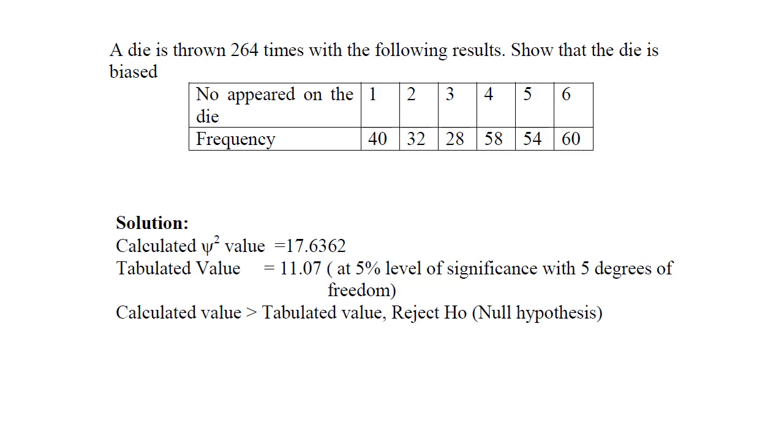Now let us see a sum based on it. A die is thrown 264 times with the following results. Show that the die is biased. So in the table they have given the number appearing on the die and the frequency. So the calculated chi-square value is going to be equal to 17.362 and the tabulated value is equal to 11.07 at 5% level of significance with 5 degrees of freedom. Since here the calculated value is greater than the tabulated value, we reject the null hypothesis.